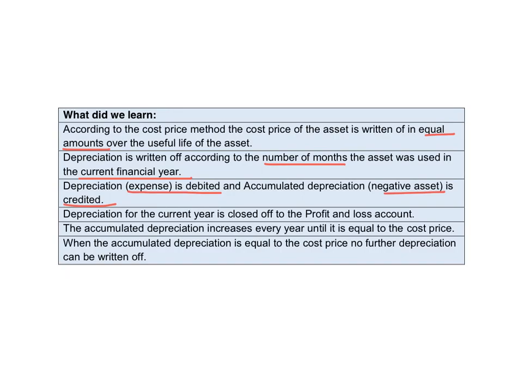Depreciation is written off as expense to the profit and loss account. The accumulated depreciation at the end of the final year must be equal to the cost price. And every year we will deduct the accumulated depreciation from the cost price so that we can determine the carrying amount. When the accumulated depreciation is equal to the cost price, you are not allowed to write off any more depreciation. So you can only write off depreciation until the accumulated depreciation is equal to the cost price.